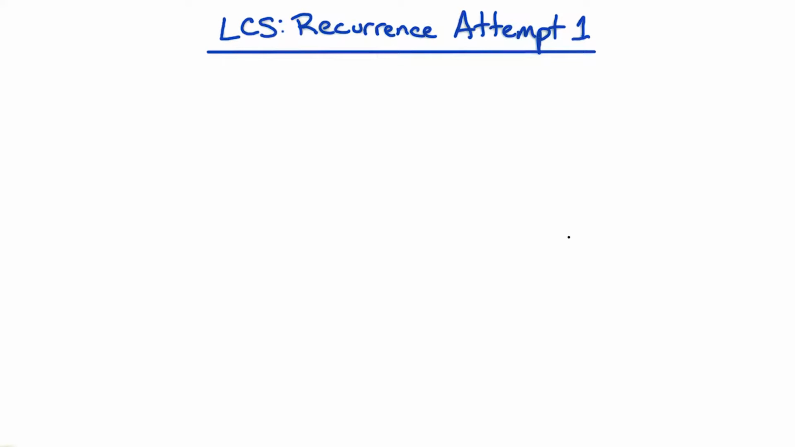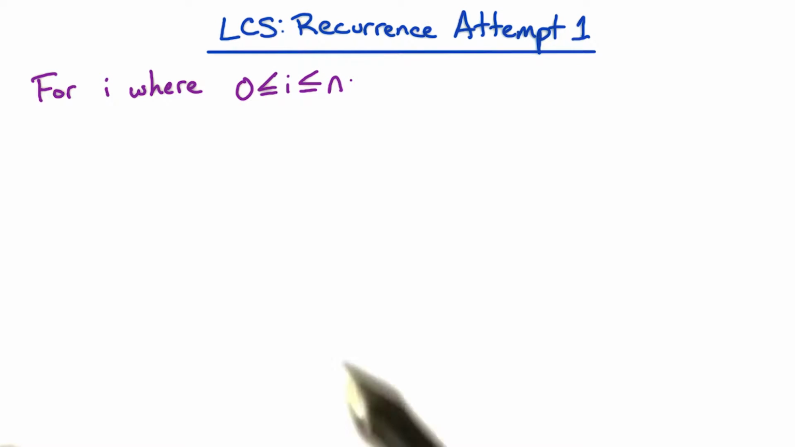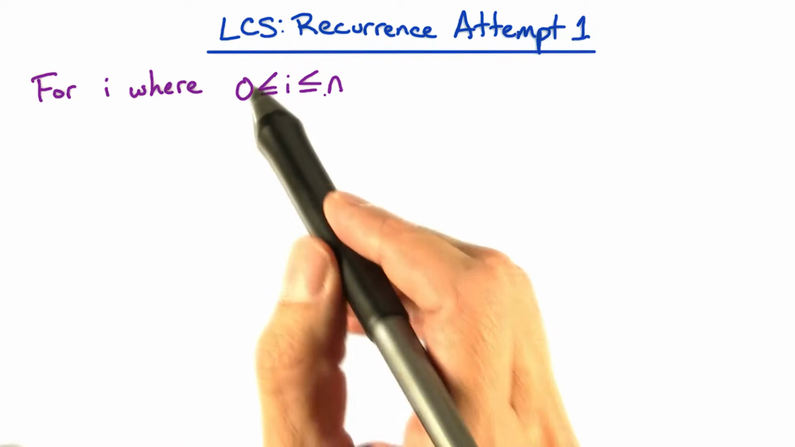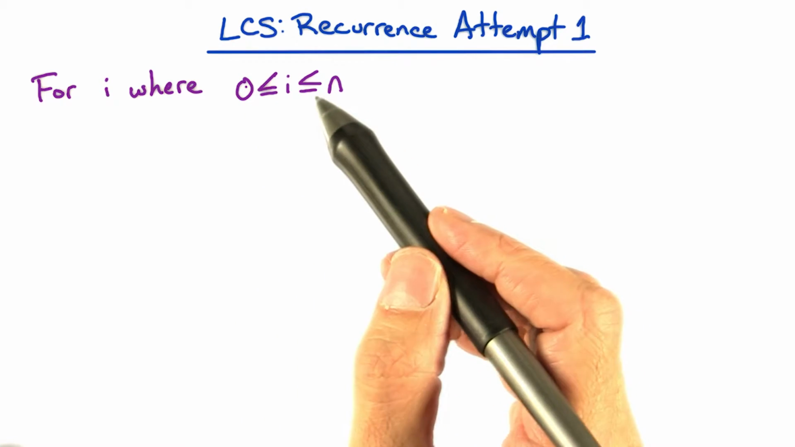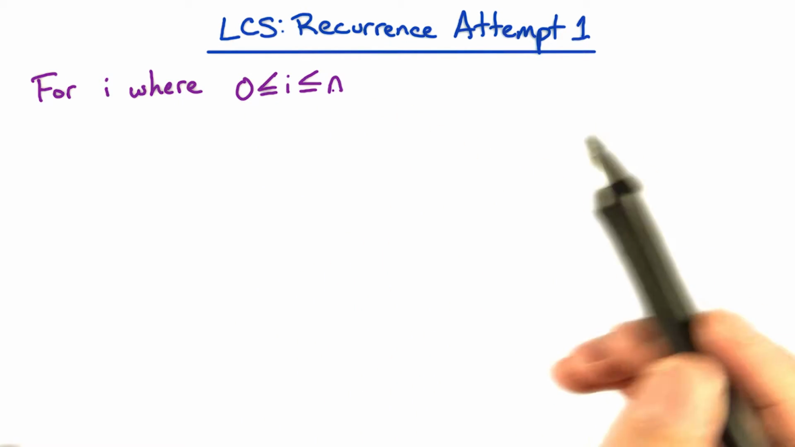Let's detail the subproblem definition we proposed. We have a parameter i, which corresponds to the prefix length. i is going to vary between 0 and n. i equals 0 corresponds to the empty string. i equals n corresponds to the original input.